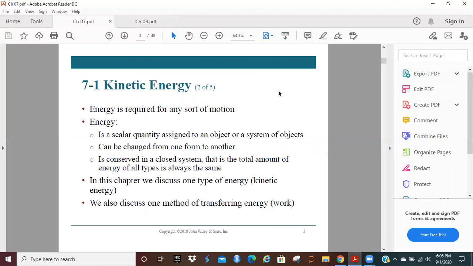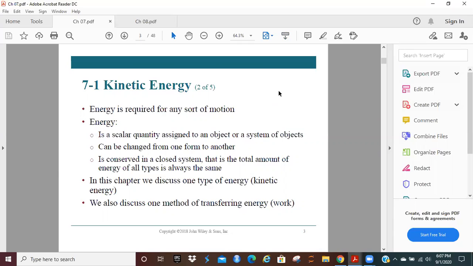So energy is going to be required for any sort of motion. It's technically a scalar quantity that's assigned to an object or a system of objects. It can change from one form to another. For example, you could be looking at kinetic energy changing into potential and vice versa.